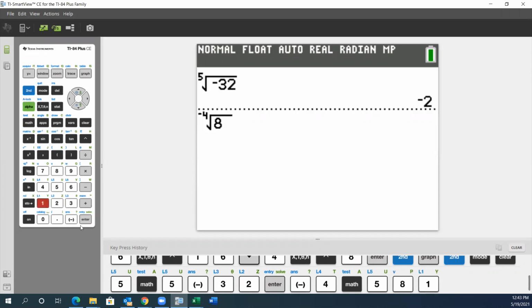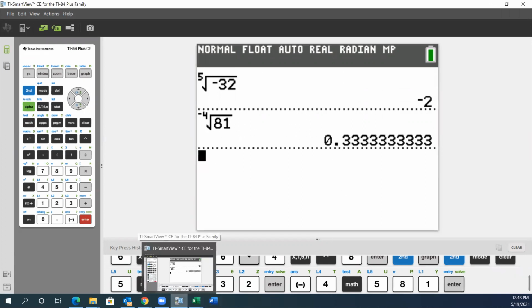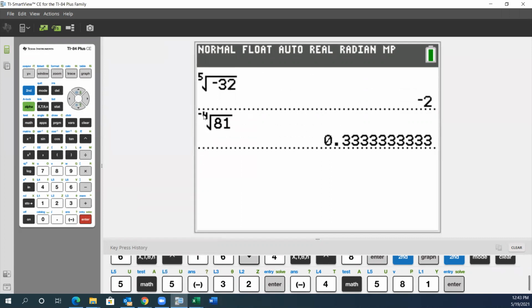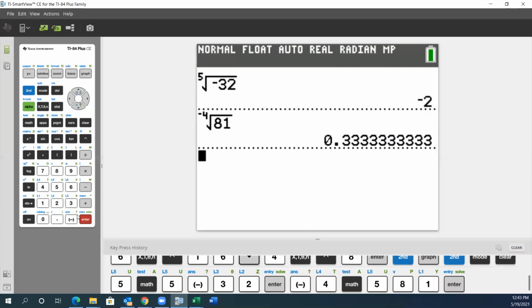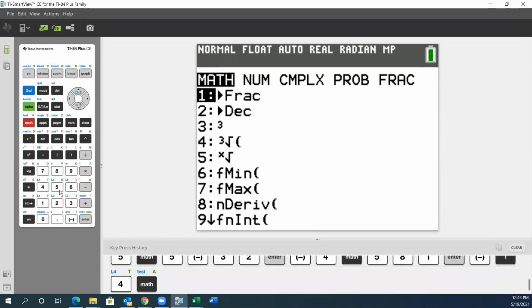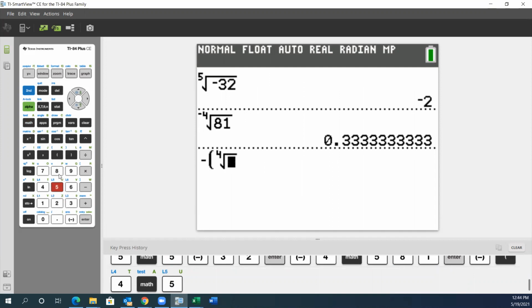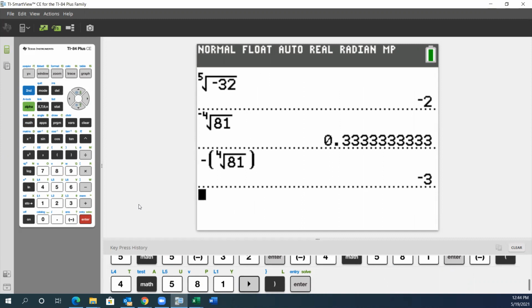of 81. Whoa, that gave us a third. I thought we were supposed to get negative 3. What the heck? Here's the problem. Notice the negative is in the index with the 4 there, but that is not where it's supposed to be. So I need to write it like this, and negative, and then let's do parentheses to kind of separate the negative sign from the 4, and then math 5 was 81. And I'll hit the right arrow to get out of the radical, and then I close off the parentheses. And now this means exactly what I meant, and I get that negative 3, or the opposite of the 4th root of 81.